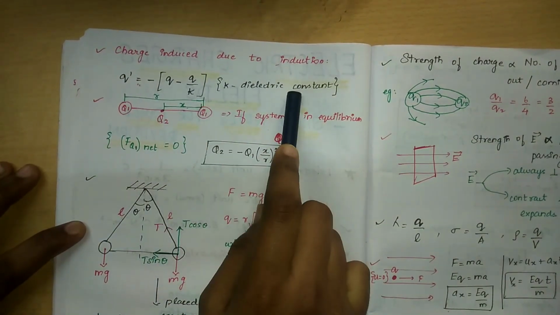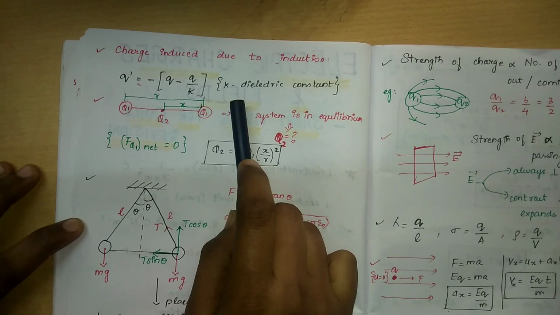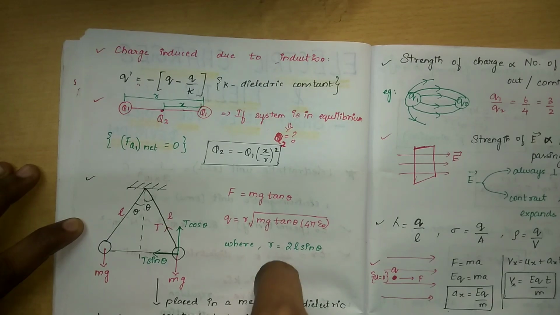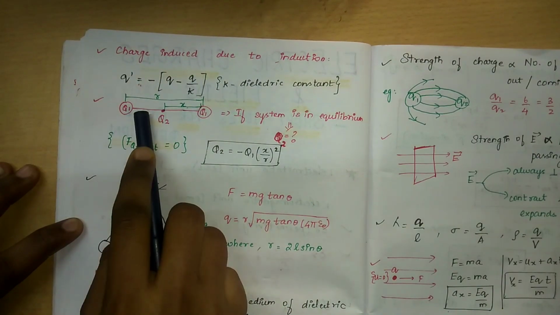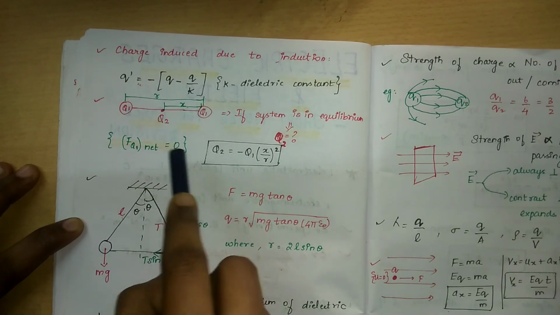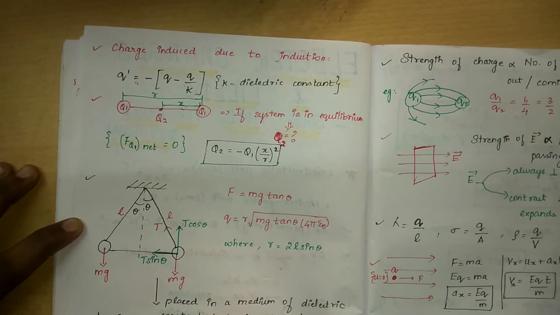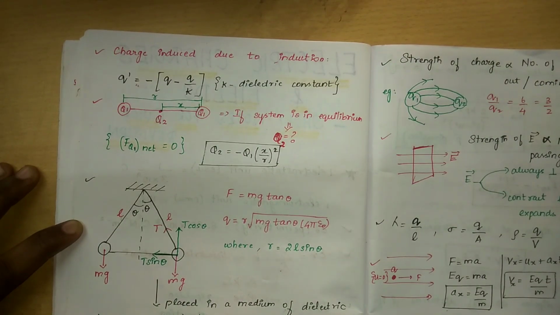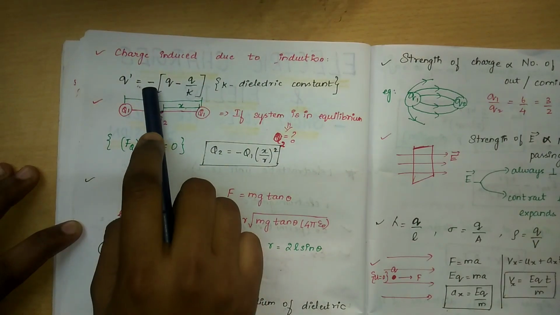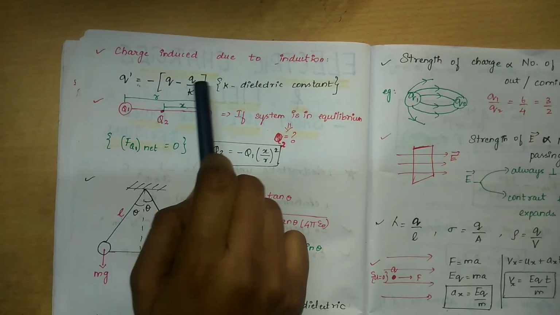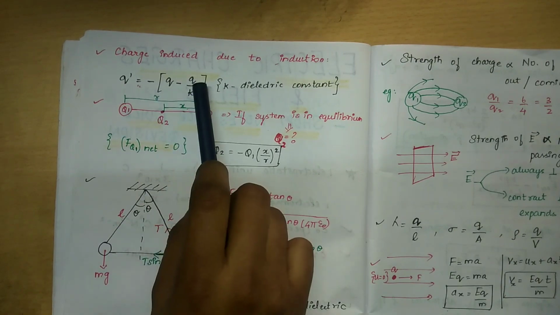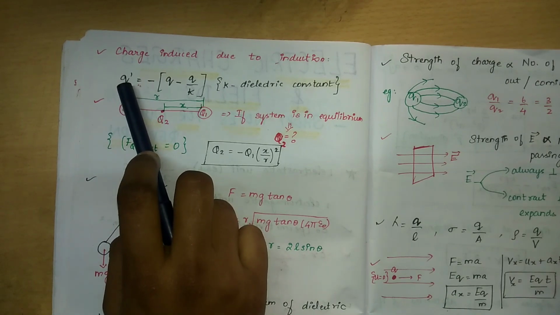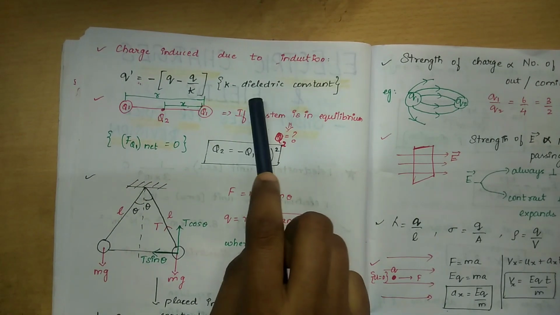Then charge induced due to induction. If an uncharged body is induced with the help of a charged body, the charge induced in the uncharged body will be the negative of the inducing charge. If you are charging the uncharged body with a positive charge, the uncharged body will get negative charge. So here q dash equals minus q divided by k. Here q is the charge present in the charged body, and q dash is the charge induced in the neutral body. Here k is the dielectric constant.